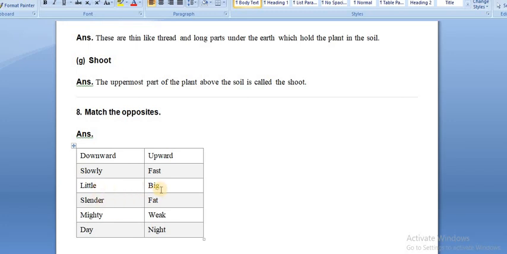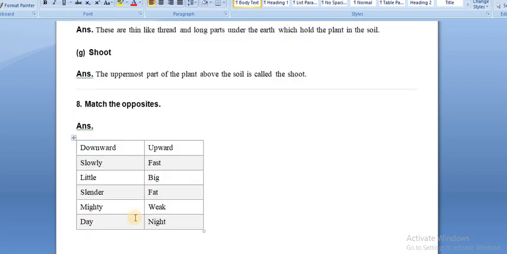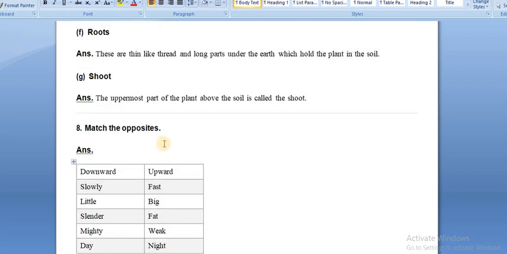Little's opposite is big. Then slender means patla, thin. Slender means thin. The opposite of slender is fat. Mighty means strong. The opposite of mighty is weak. Then day, night. I hope all of you have understood this. So all this exercise you have to copy down in your English notebook one time.